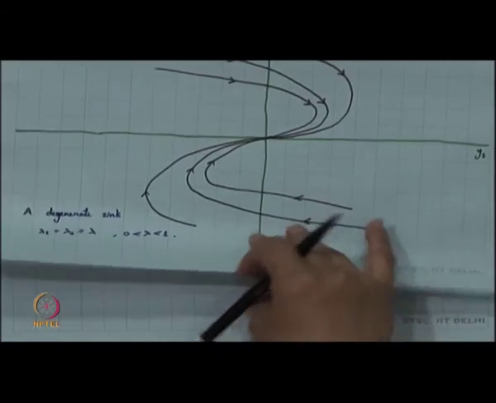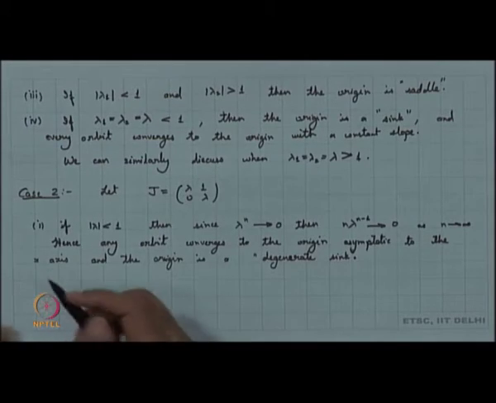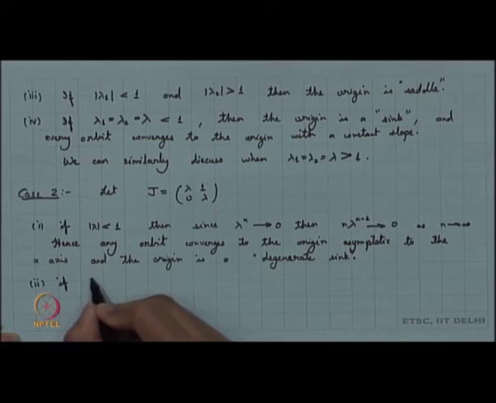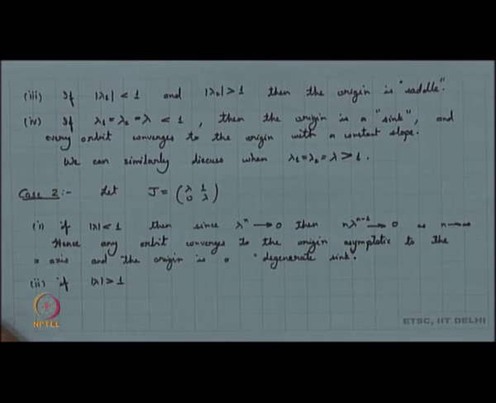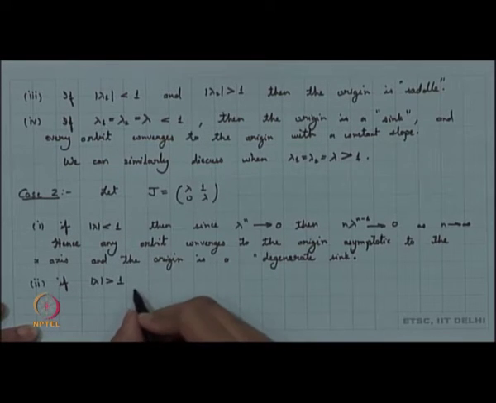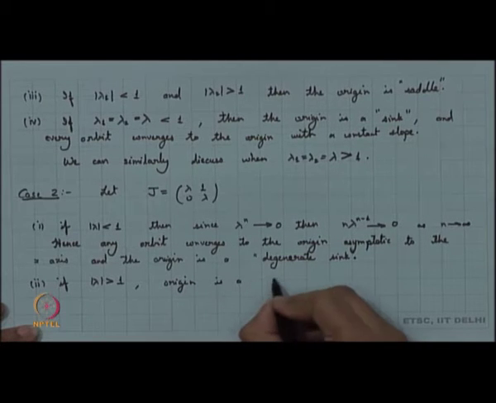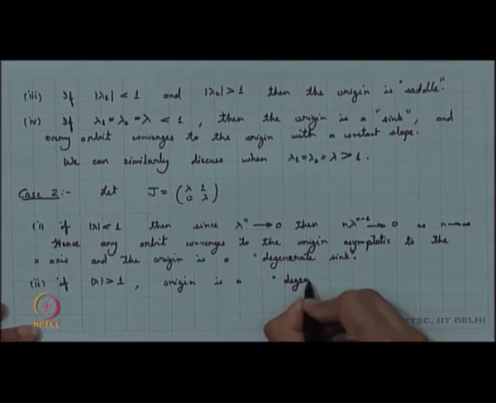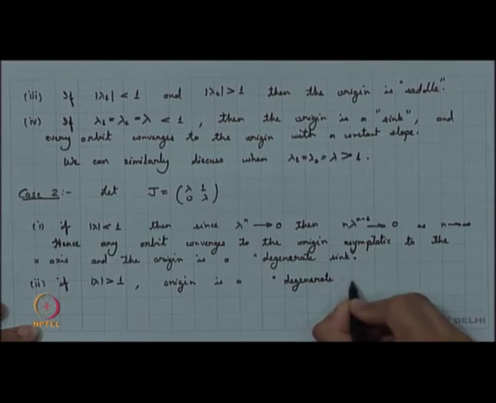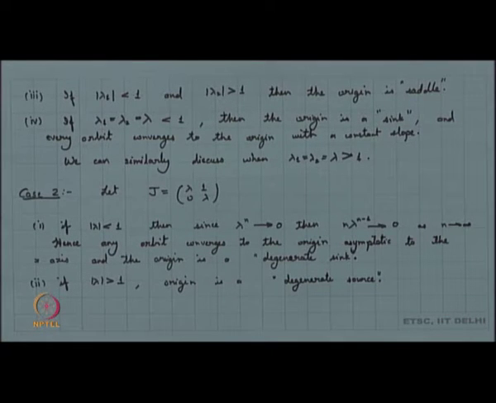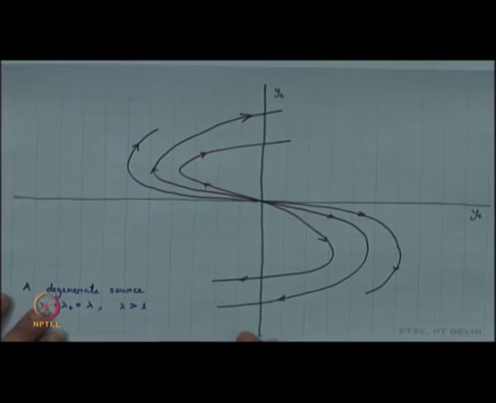What happens in the case when mod of lambda is greater than 1? Now, we know that when mod of lambda is greater than 1, lambda to the power n is going to tend to infinity, right. So, in that case our origin is a degenerate source. And we can see the figure here, what happens in this particular case.